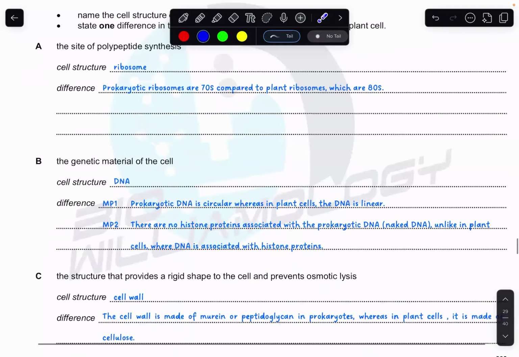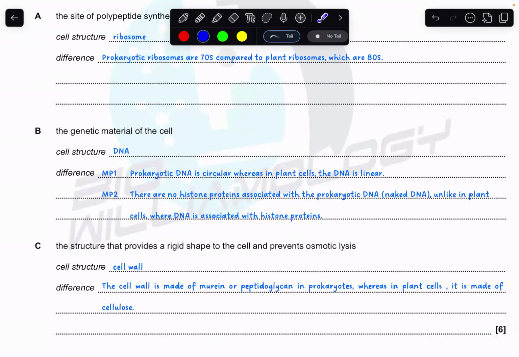Next, the genetic material of the cells. Both prokaryotic cells as well as eukaryotic cells, or plant cells, have DNA. But what is the main difference between the DNA? Prokaryotic cells' DNA is circular, whereas in plant cells the DNA is linear. Or we can say that there is no histone protein associated with the prokaryotic DNA, or we call it naked DNA, unlike in plant cells, where the DNA is associated with histone proteins. You can choose either one.